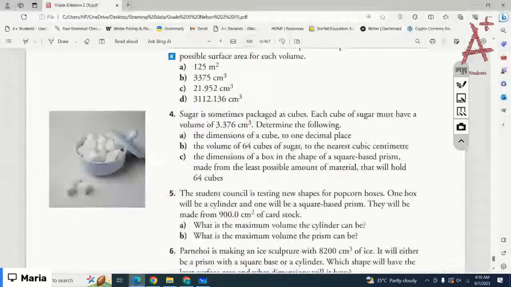The next part is the dimension of a box in the shape of a square based prism made from the least possible amount of material that will hold 64 cubes. We need to find a square based prism with minimal surface area that has the volume of 64 cubes, right? That means the prism has to be a cube. So we can use the formula for the volume of a cube to find A. That would be 216 equals A cube.